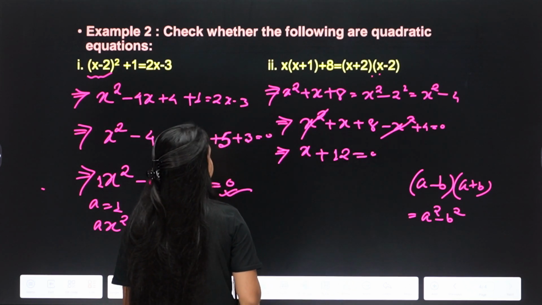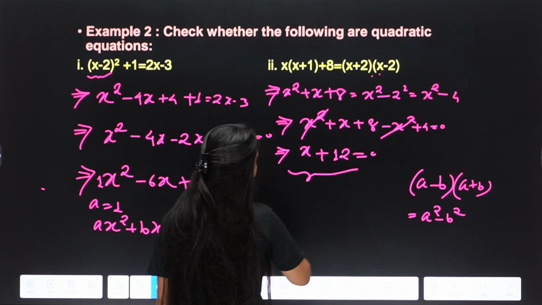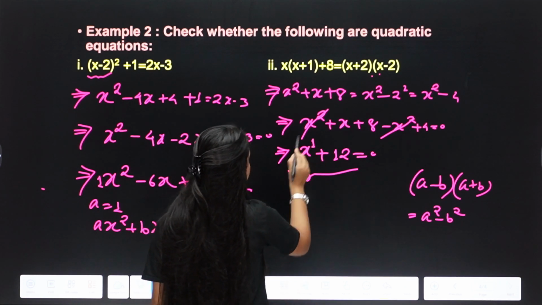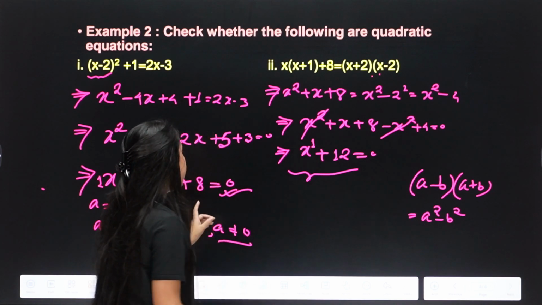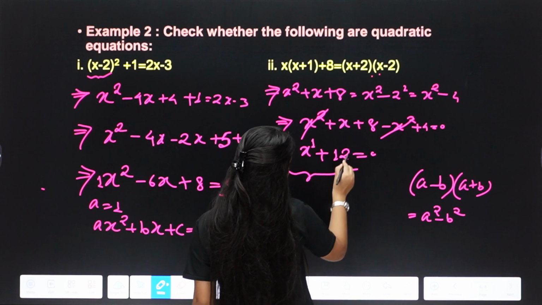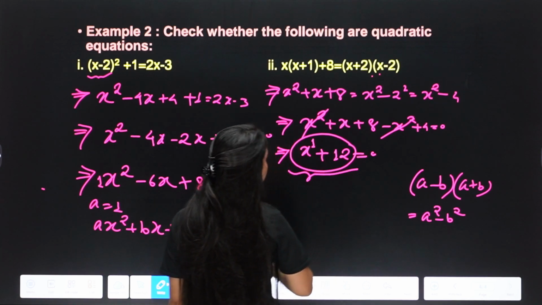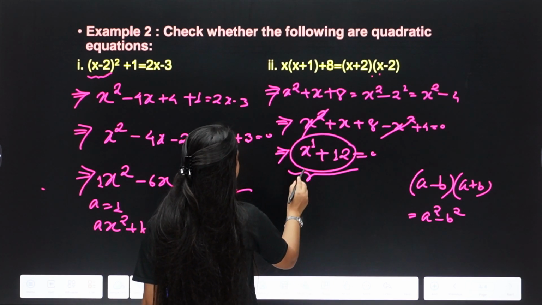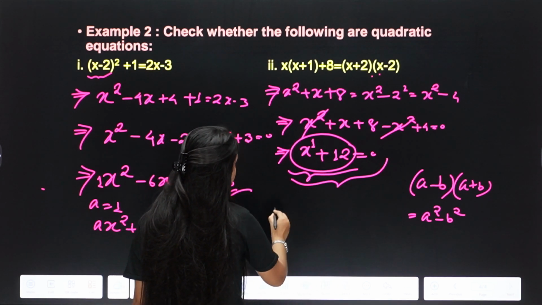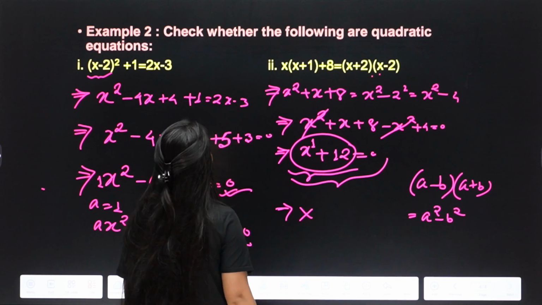Here we can see that this is a linear equation because the degree of this polynomial is 1, that is x to the power 1. Since the degree is 1, it is not a quadratic equation because this is not a quadratic polynomial. Since this is not a quadratic polynomial, the whole equation is not a quadratic equation. So this is not an example of a quadratic equation.